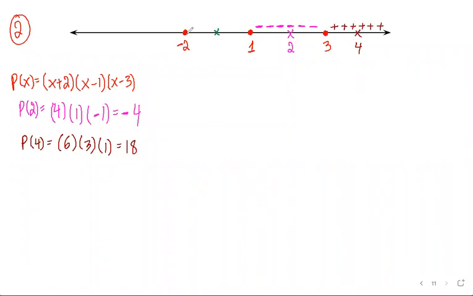Which number would you like to pick from -2 to 1? Zero. Let's take the 0. So p of 0, you plug inside the polynomial function: 0 plus 2 is 2, 0 minus 1 is -1, and 0 minus 3 is -3. So the answer is 2 times -1 is -2, times -3 is 6, positive. So the sign here will be positive.